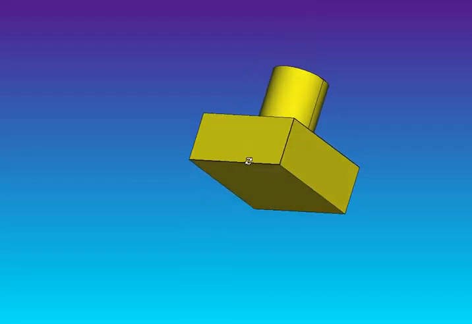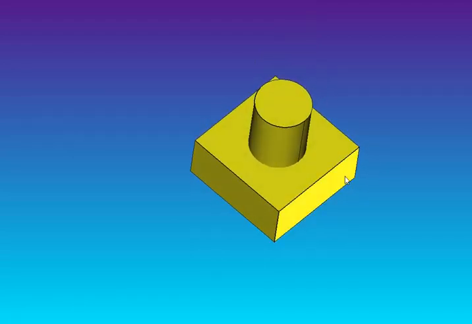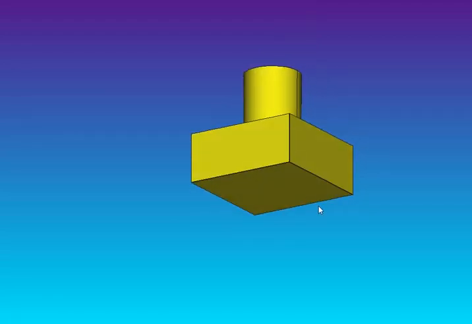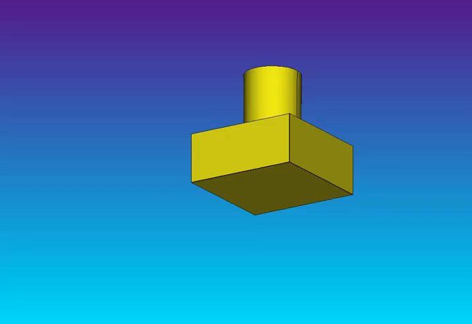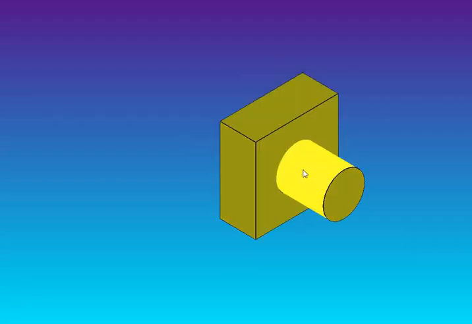I cannot keep the solid like this, because it is going to be resting on the square surface. As per the question, it is resting on this rectangular surface, 70 by 30. So I need the isometric projections only in this way. I cannot draw it in the other way. So first we shall draw the square slab.